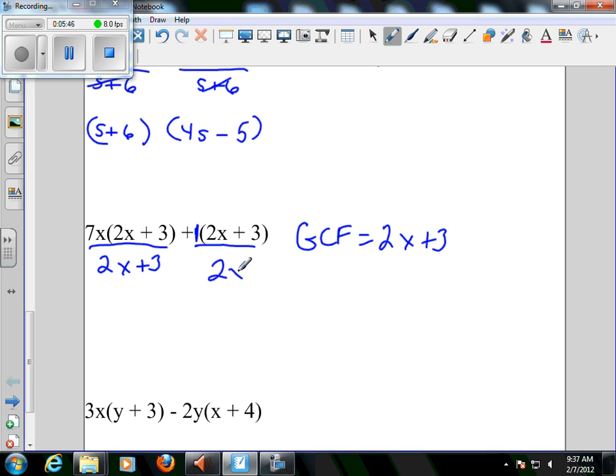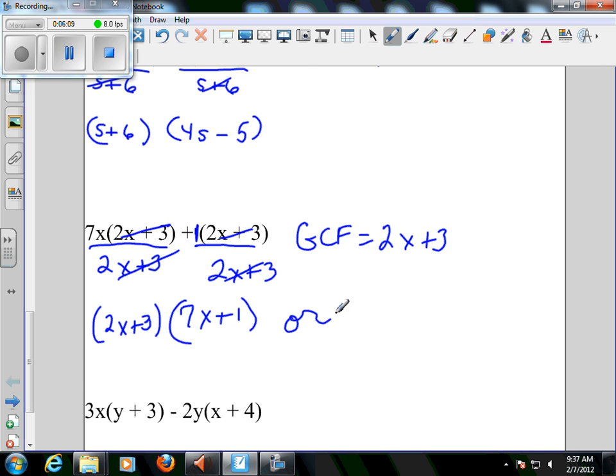So let's divide everything by 2x plus 3. So the 2x plus 3's cancel, and we're left with 7x plus 1. And let's put our GCF right in front of it. And actually, it really doesn't matter whether you write your answer as 2x plus 3 times 7x plus 1, or you put the 7x plus 1 first, and then the 2x plus 3. It's all the same thing. Doesn't really matter the order in which you multiply.